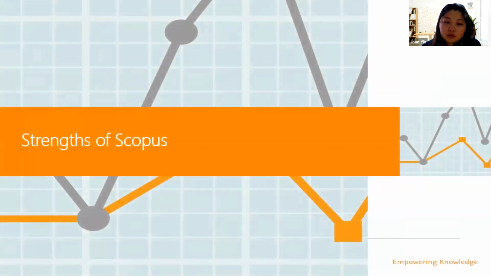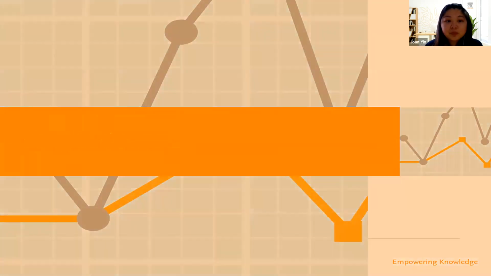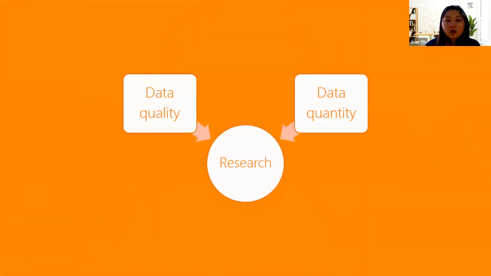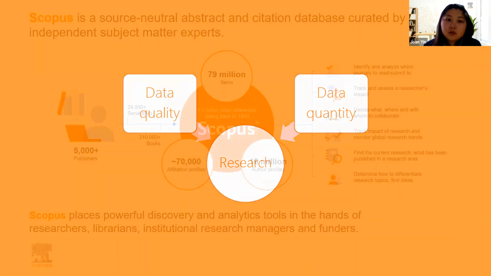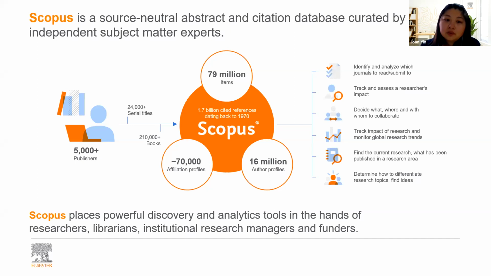So why is Scopus so important, or why is the abstract and citation database Scopus so important to you? During the whole research life cycle, data quality and quantity are important factors for researchers. So Scopus covers both of these key factors. Scopus has good quality of data and also quantity of data.